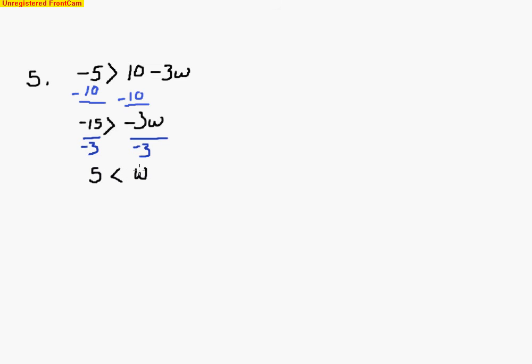Now I read from the w. I always read from the variable to the number so I can understand it a little better. So w is greater than 5. If I want to write it with the w on the other side of the inequality and the 5 on the right side, notice how the inequality is open towards the w. I'll have to turn the inequality sign around in order to get it to go the same direction because I put the w on the other side. So w is greater than 5.